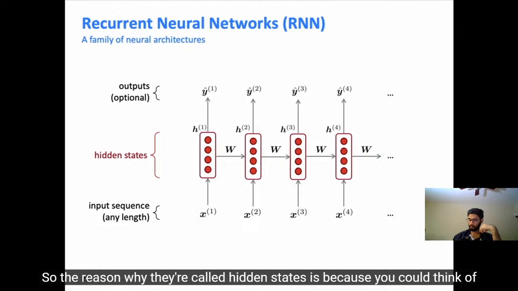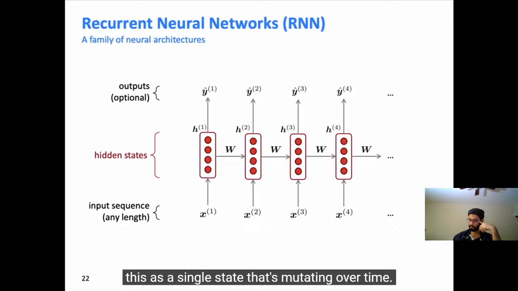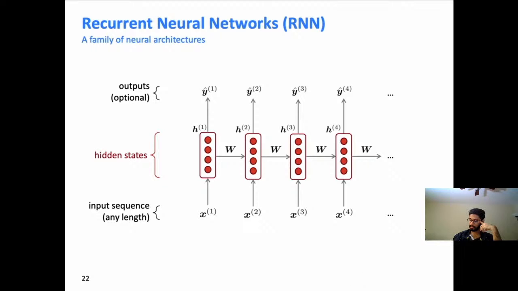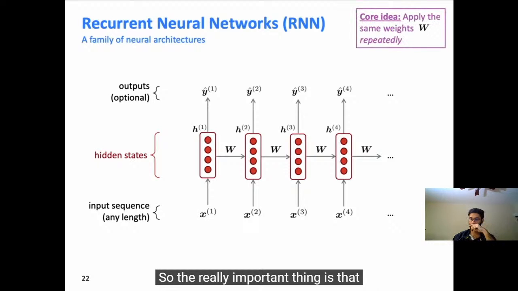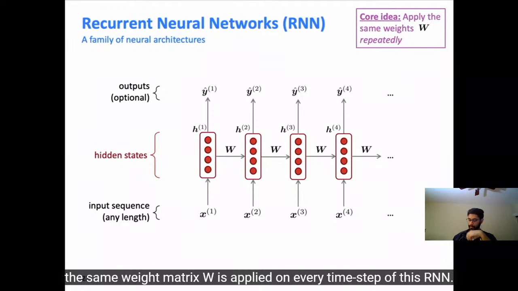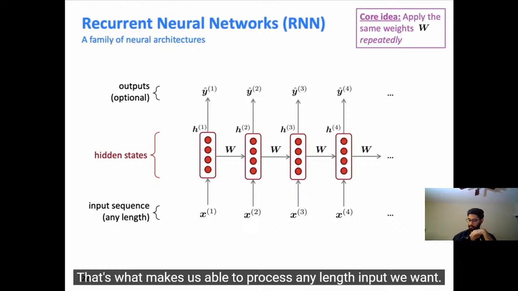The reason they're called hidden states is because you could think of this as a single state that's mutating over time. It's like several versions of the same thing. For this reason, we often call these steps that go left to right time steps. The really important thing is that the same weight matrix W is applied on every time step of this RNN. That's what makes us able to process any length input we want, because we don't have to have different weights on every step; we just apply the exact same transformation on every step.